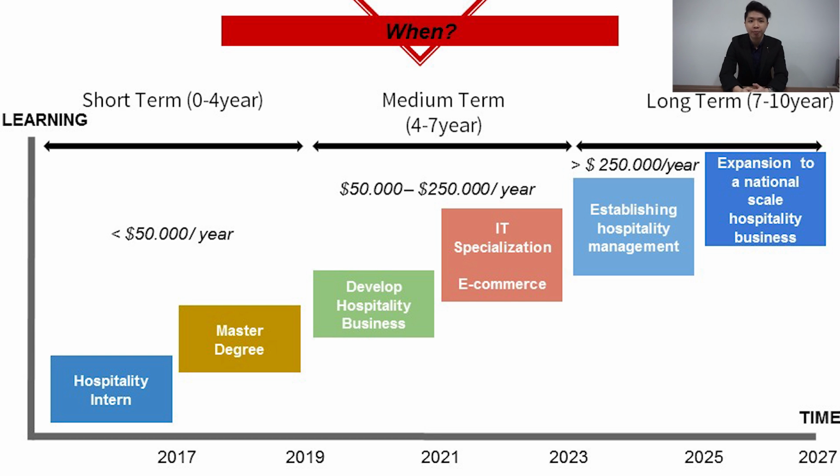While in the medium term, I am planning to develop a hospitality business and have a specialization in IT e-commerce, targeting an income of around $50,000 to $250,000 per year. Lastly, in the long term, I will become more professional by establishing hospitality management and expanding to a national-scale hospitality business, targeting an income of more than $250,000 per year.